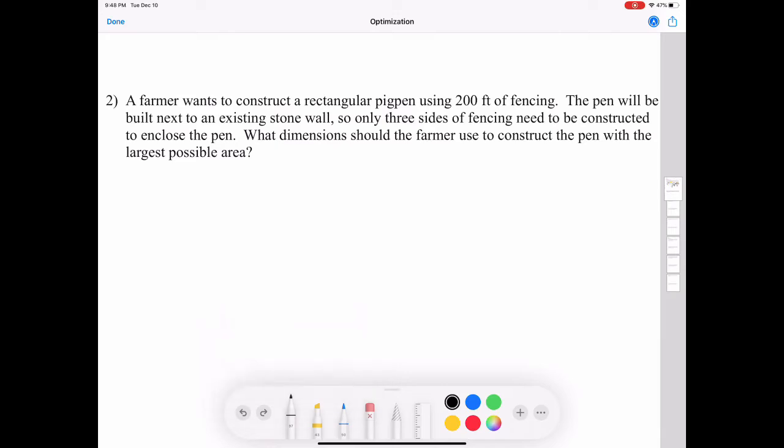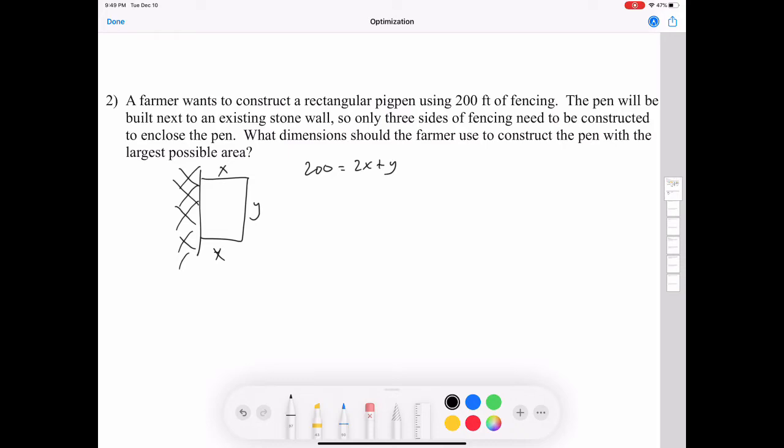So let's go and draw that picture. Next to a stone wall, this is my stone wall, right? So I don't need a fence there. And we'll call the sides x and y. So 200, that's how much fence we have, and we're going to use 2 x's and 1 y. That's our formula. Then what dimensions will the farmer use to construct a pen with the largest possible area?